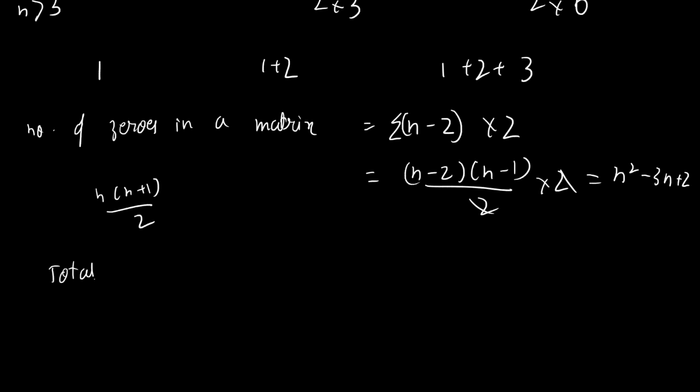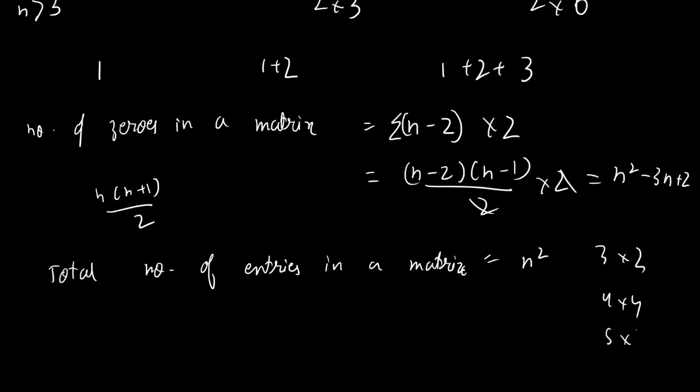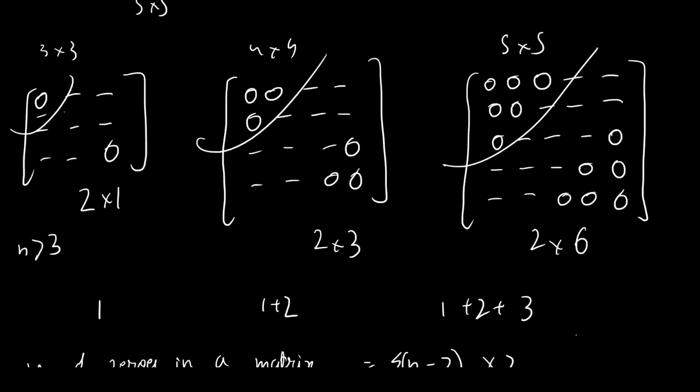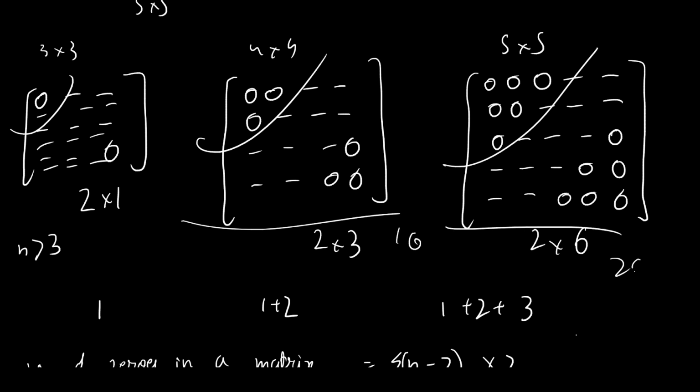The total number of entries in a matrix or in a 2D array will be n square, right? 3 cross 3, 4 cross 4, 5 cross 5. So this will be 9, this will be 16 entries, this will be 25 entries. You can see for yourself 1, 2, 3, 4, 5, 6, 7, 8, 9, and then these will come out to be 16, these will come out to be 25.